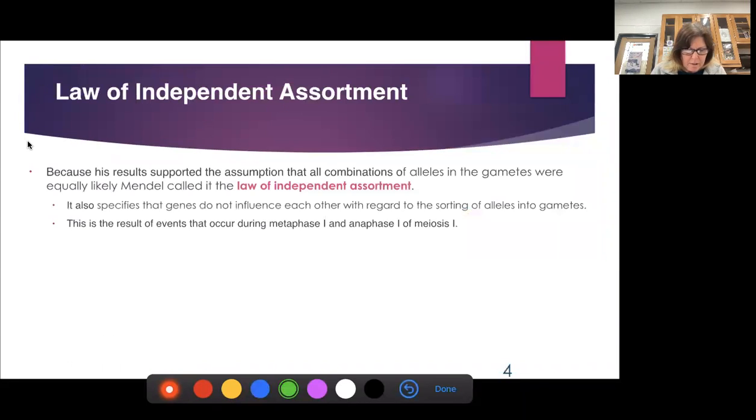So again, the results are supported by the assumption that all combinations of alleles of gametes were likely to mix and mingle, right, in the law of independent assortment. That is going to give us our different possible combinations for our gametes.